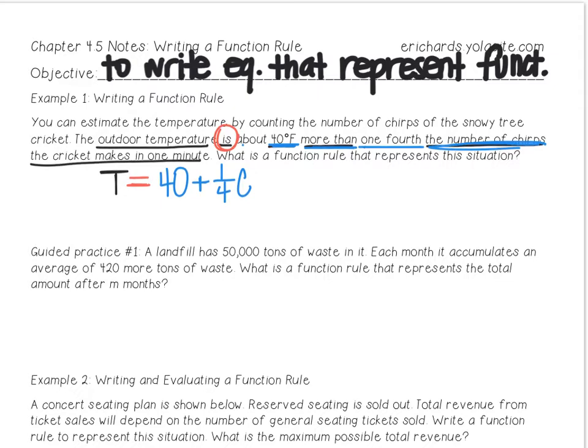Guided practice number 1: a landfill has 50,000 tons of waste in it. Each month it accumulates an average of 420 more tons of waste. What is a function rule that represents the total amount after m months? So I've got 50,000. Each month it accumulates 420 more. Pause the video, write the function rule, and resume the video when you're finished.